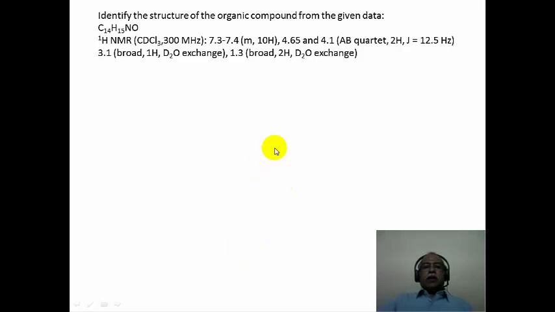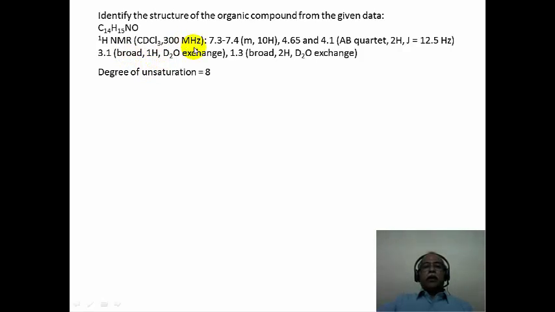Now let us try to solve a simple organic molecular structure using proton NMR spectroscopy alone. The molecular formula is given as C14H15NO. From the molecular formula, one can arrive at the degree of unsaturation to be 8 in this particular molecule.